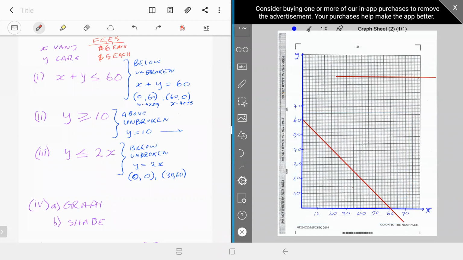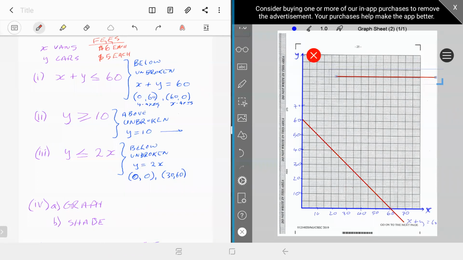What do you do next? Label the line with the equal sign. So this line is x plus y equals 60. Always label the line with the equal sign. The line is the equal mark. The second line is y equals 10. I will have 2 lines.